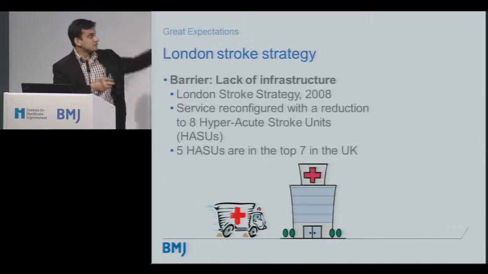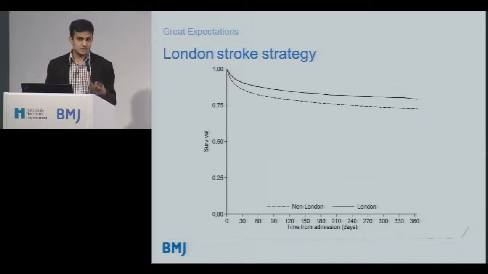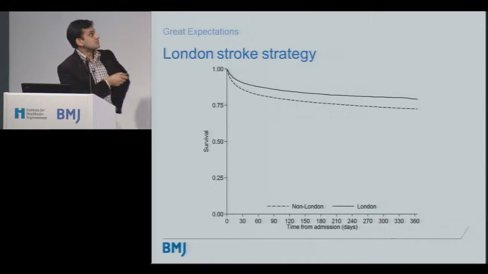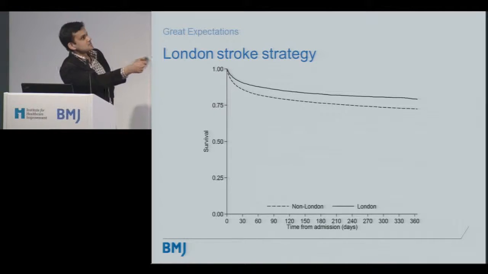They've performed very well. 5 of the 8 are in the top 7 in the UK. They've reduced the time to thrombolysis, and also London outperforms the UK. This is survival, so the higher up you are, the better you are. London is the solid line at the top there.